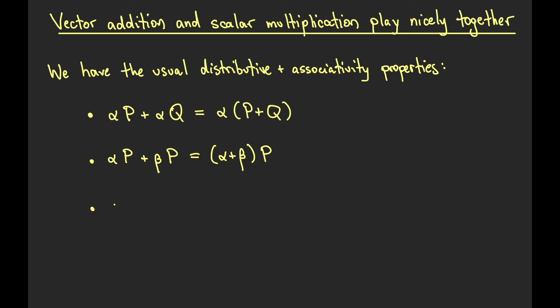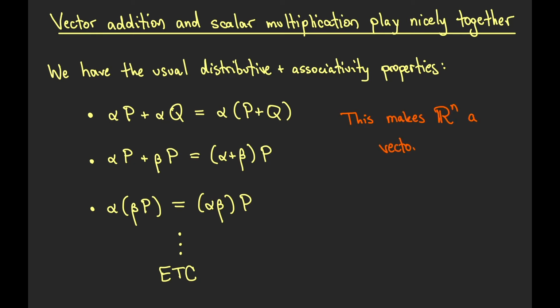Okay, so there are other properties as well, like for example, scalar multiplication plays nicely with the multiplication of real numbers, like this associativity property, and so on. And this makes Rn into a vector space.